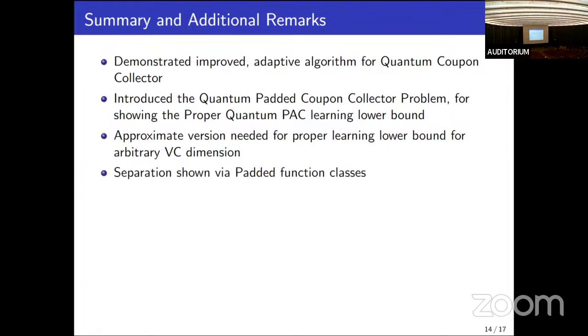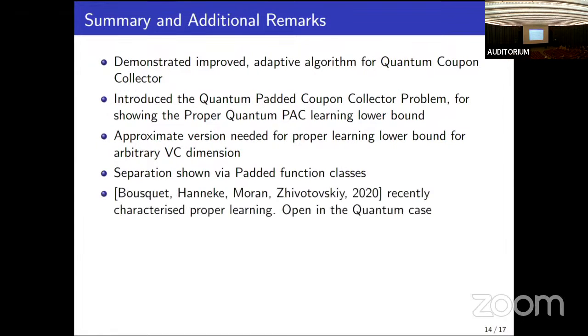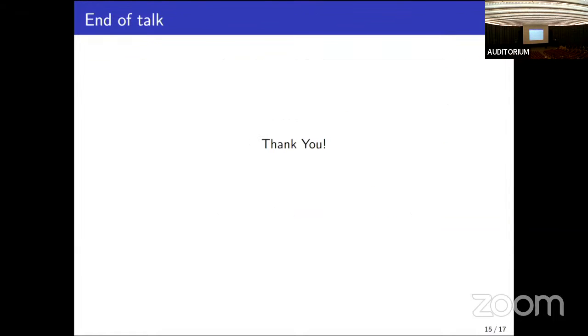Next, the specific function classes for which we show the lower bound are the padded function classes. Finally, the function classes that we show the lower bound for are actually a much smaller subset than what is known classically. Recently, it was characterized exactly which function classes show the separation of proper and improper learning. However, this characterization in the quantum setting is still open. So that is the end of the talk. Thank you, everyone.